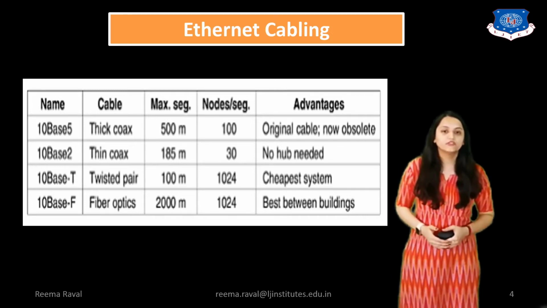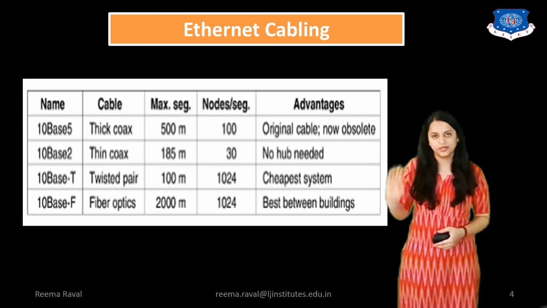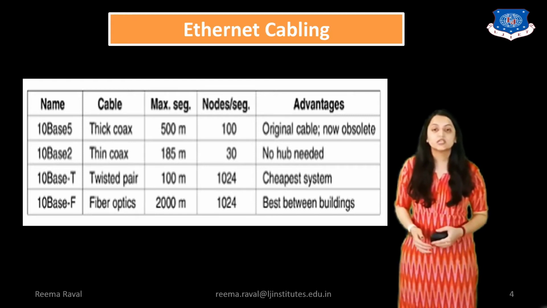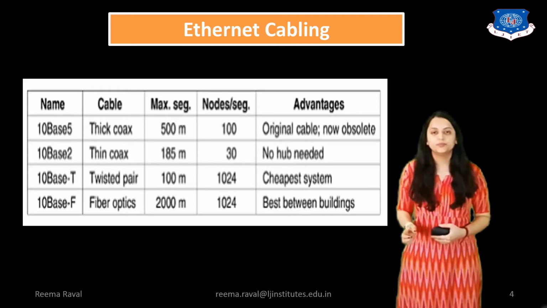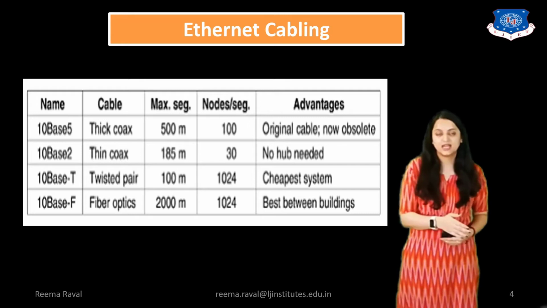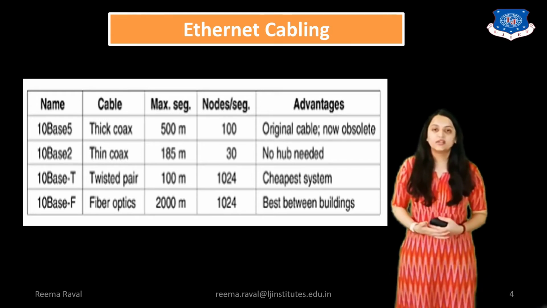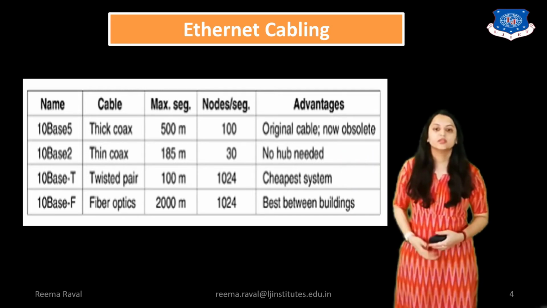The advantage of this cable is that it is the original cable, and it is now obsolete. Next is 10-base 2 cable, which is a thin coaxial cable, with a maximum segment of 185 meters, which will have 30 nodes, or you can say stations, per segment. The main advantage of this is that no hub is required.